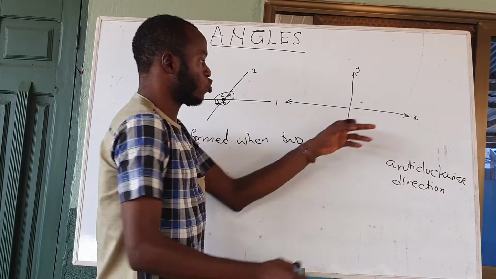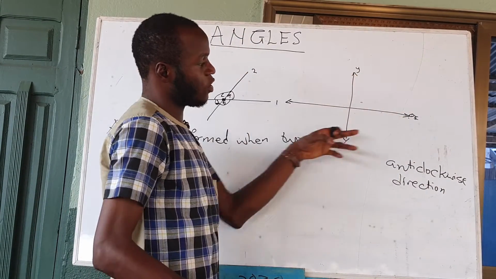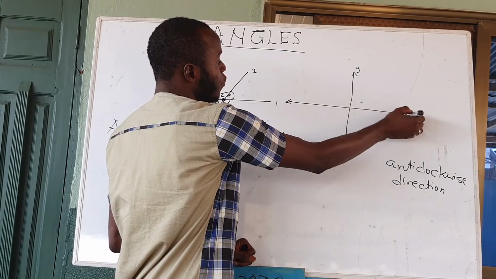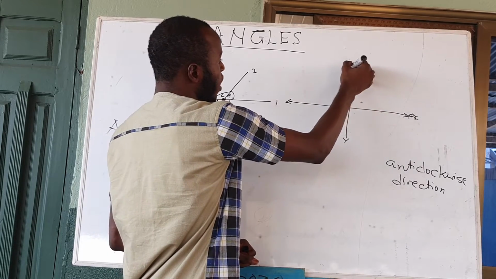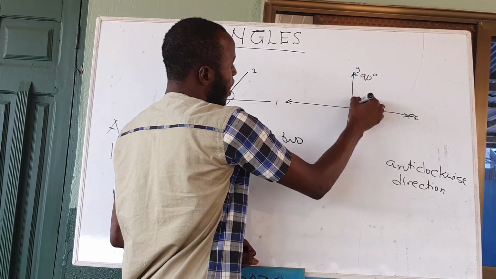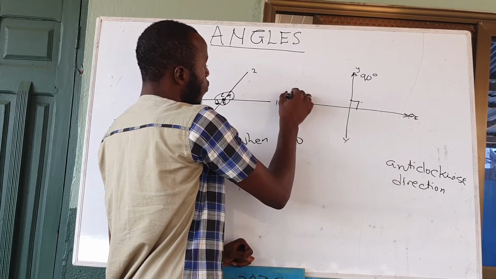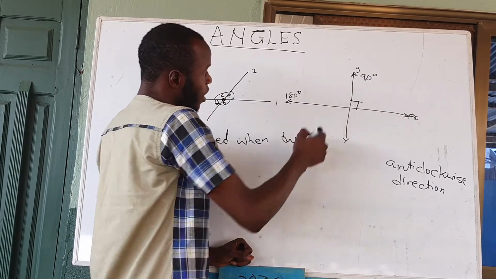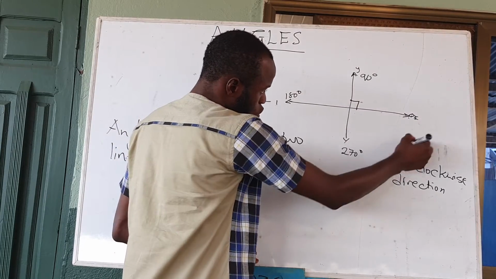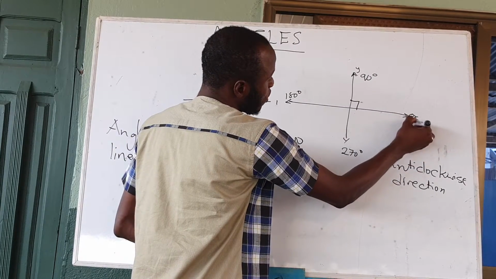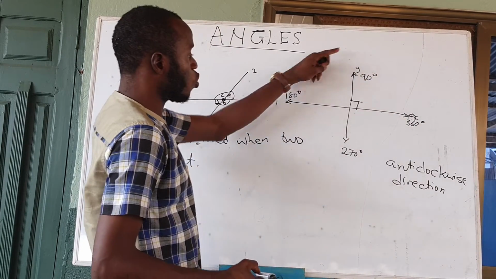So we start from here. At this point the angle is 0. So you start from there, then you measure till you meet it. When you measure the angle from the 0 to the positive y-axis here, you have 90 degrees. Then when it reaches here, we have 180 degrees. If it continues to this side, we have 270 degrees. And when it continues back to the 0 point, you will obtain 360 degrees. So angle is measured in the anti-clockwise direction.